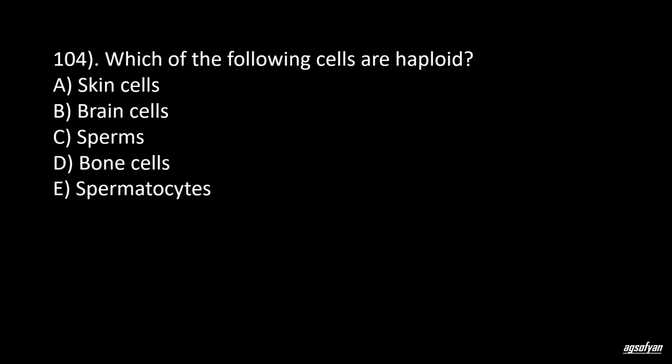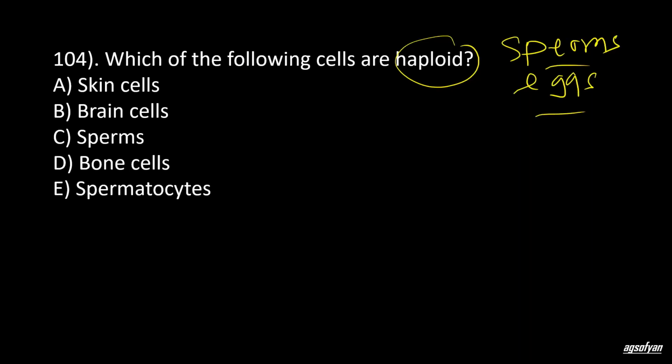Which of the following cells are haploid? Skin cell, brain cell, sperm, bone cell, or spermatocytes? Remember, in humans the haploid cell is sperm for male, or eggs for female. So look for whether it is sperm or eggs. So it should be C, which is sperm.